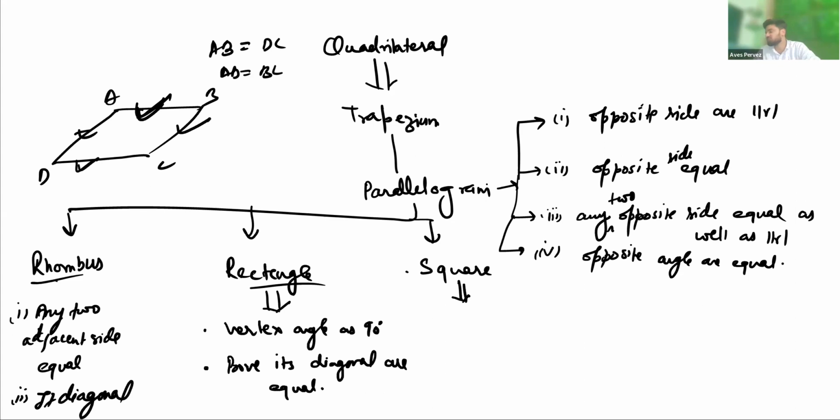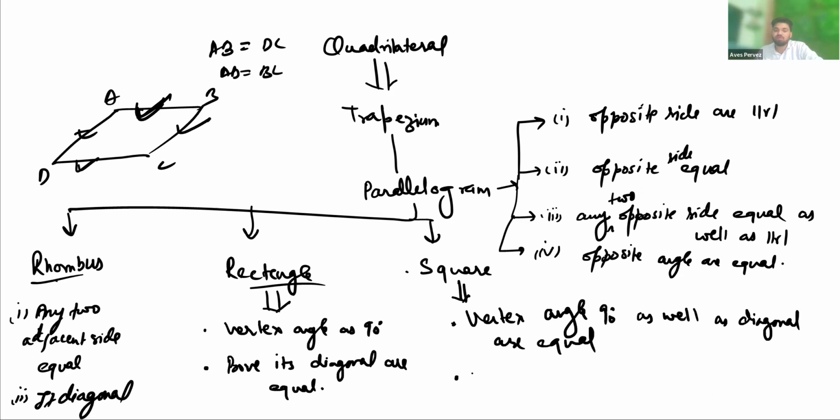I have previously discussed this one, but I am just revising because it has been so long since we discussed these points. For proving a square, what we need to do is prove the vertex angle is 90 degrees, as well as the diagonals are equal.